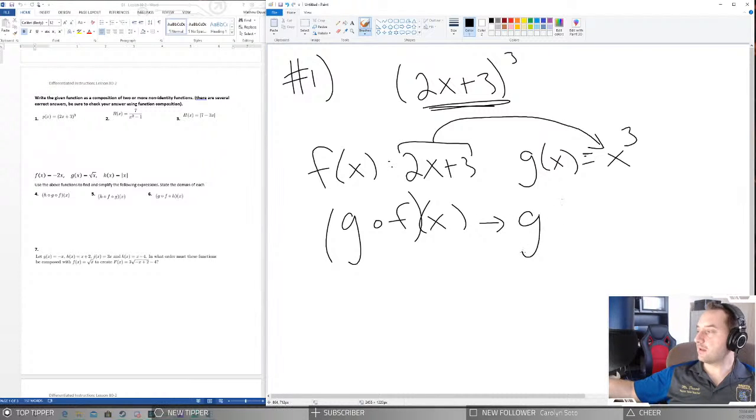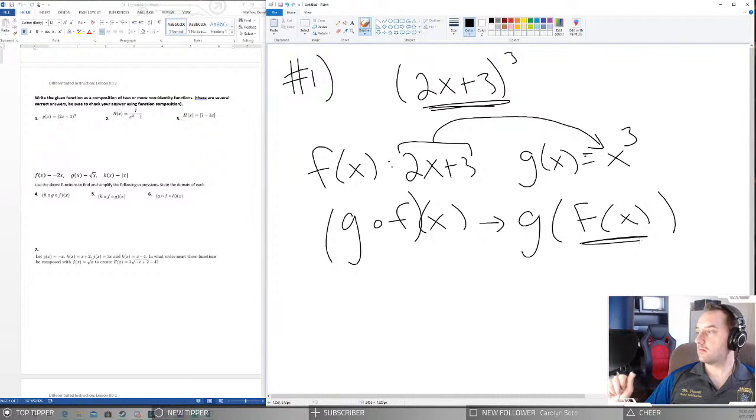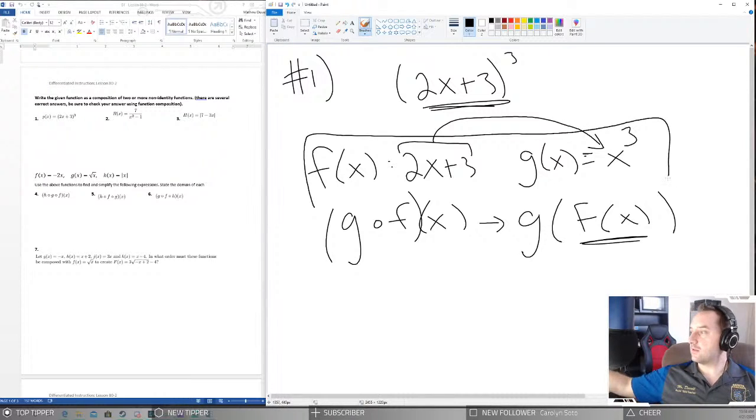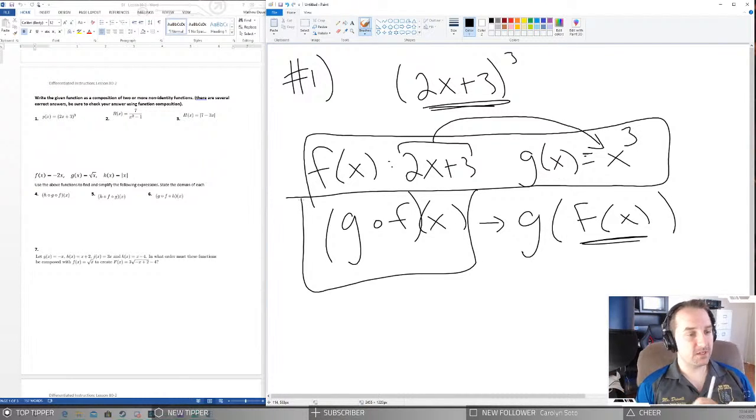because it looks like this is getting plugged in for x. You can write it both ways, but I'm plugging my f function into my g function to construct that. And so this right here, it says write the given function as a composition of two or more functions. So this and this is going to be my answer. It's those two pieces. Any comments or questions on that?